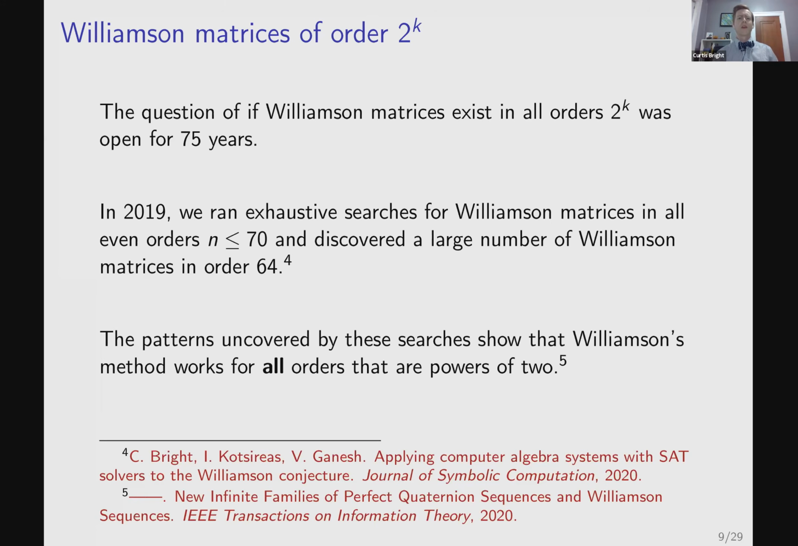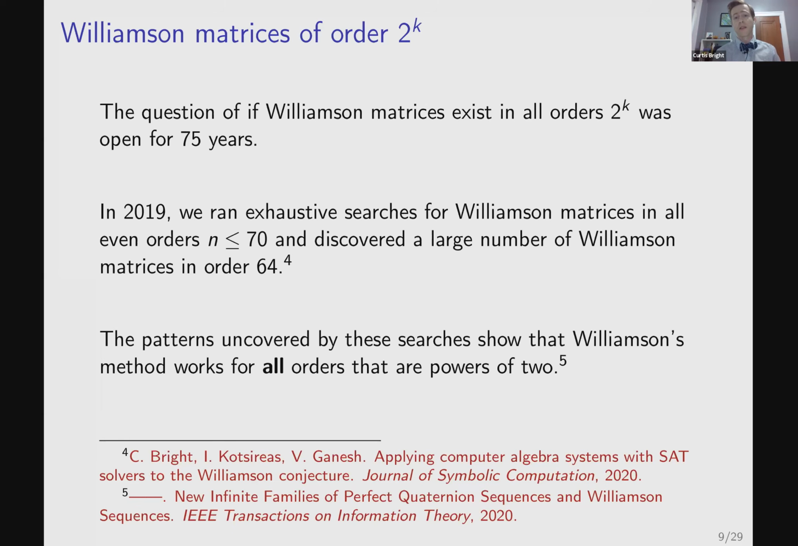And so once you have that data at your fingertips, you can start to analyze it. Right? You can start to look for patterns now that you have all the Williamson matrices of order 64. And indeed, we were able to find a pattern which generalizes to all powers of 2. So now I'm happy to report we have this general theorem. After 75 years, we've, at least in the powers of 2, answered Williamson's question of, do these matrices always exist? And they do exist in all powers of 2.